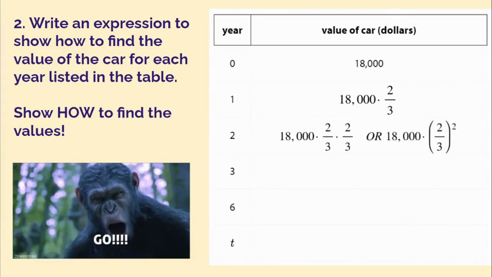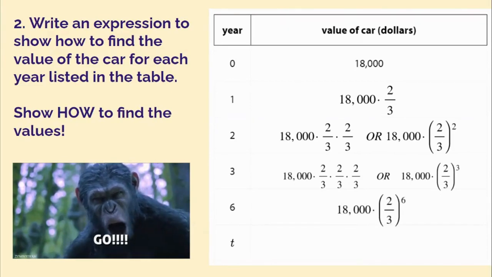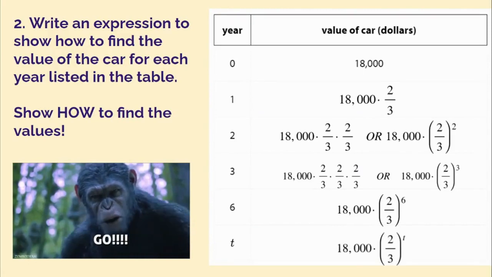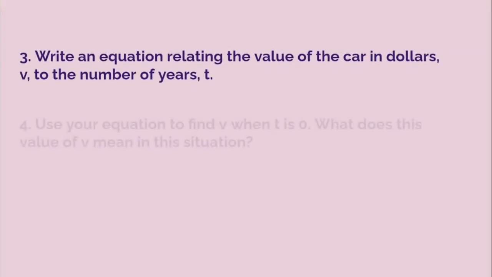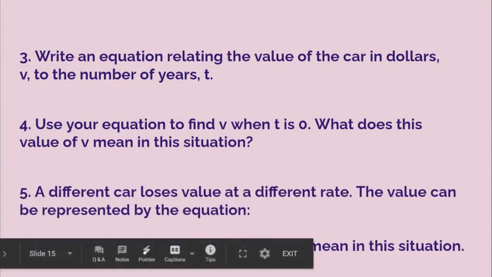So for 2 years, it would be our initial value of 18,000 times the growth rate twice, or 2/3 to the second power. For 3 years, it'd be $18,000, our initial value, times the growth rate 3 times, or 2/3 to the third power. After 6 years, it'd be our initial value times our growth rate to the sixth power. So after T years, it'd be our initial value times the growth rate to the T power. So using this information, complete question 3, question 4, and question 5 in your student workbook.